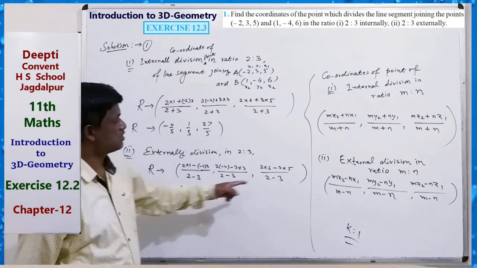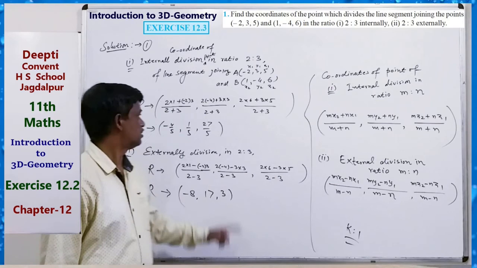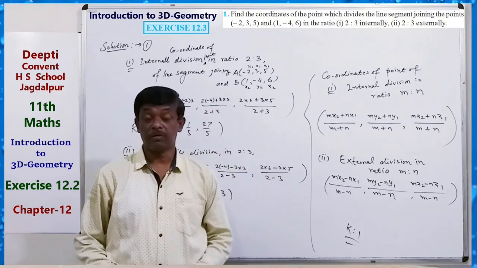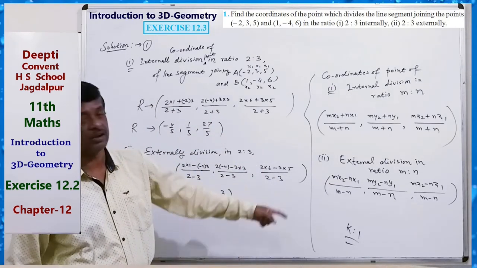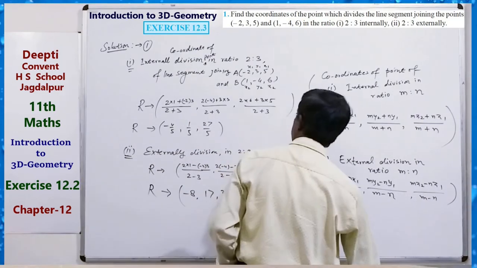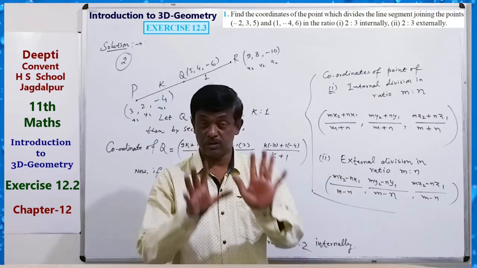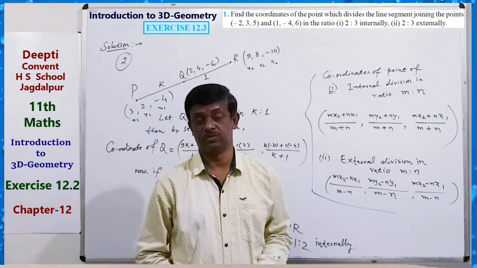For external, just use this formula. For internal, use this formula. For finding the ratio, we use the k:1 ratio, then find the value of k. So that is completed. You have to complete all the examples also.